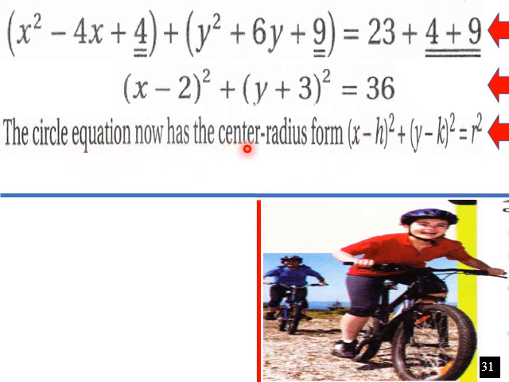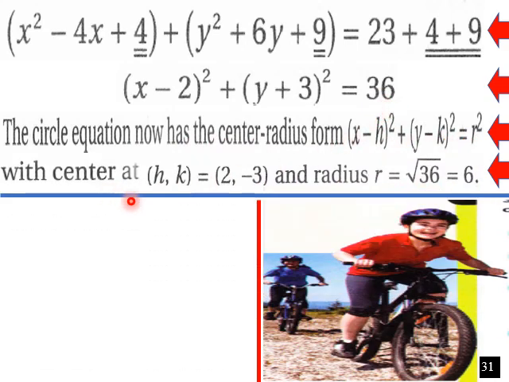The circle equation now has center radius form, (x − h)² + (y − k)² = r². So now with a center at (h, k), which would be (2, −3), the radius will be 6.